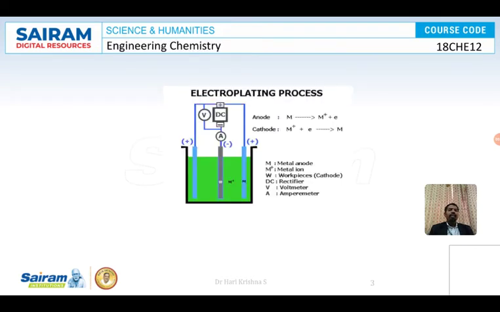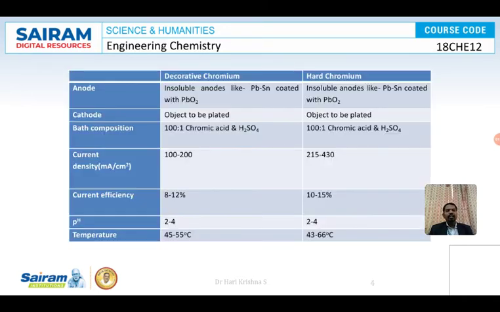So anode is inert. It might be lead, tin alloy, and cathode is the base metal which takes coating. You're going to put it in an electrolyte of sulfuric acid and chromic acid mixture and pass a DC power supply. So now let us see what are the various bath composition, current, and pH required for decorative and hard chromium.